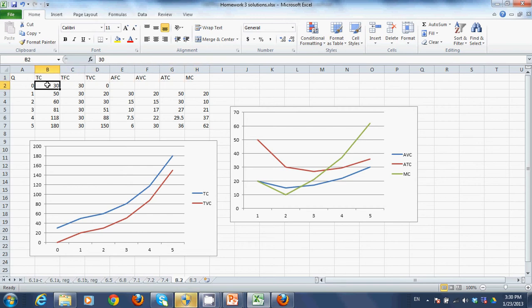For total fixed cost, that's clear, when quantity is 0, you're still spending money. That's fixed cost. No matter how much you reduce your production, apparently you always incur those, and that's the same.